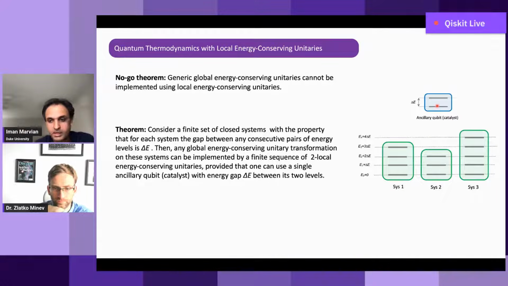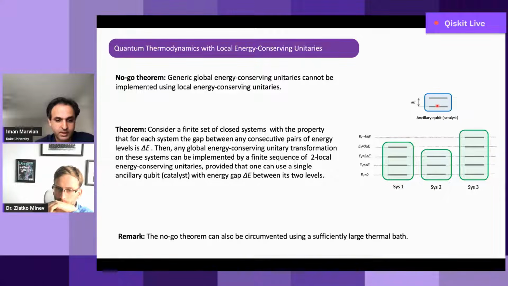Okay. So at least for applications in quantum thermodynamics, this is good. I think this is a useful result that says we are safe. The assumption that energy conserving unitaries can be implemented is safe.